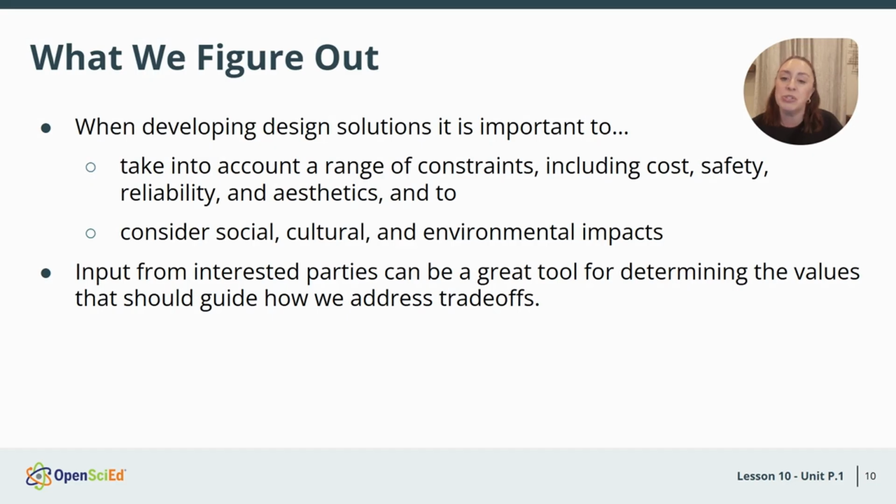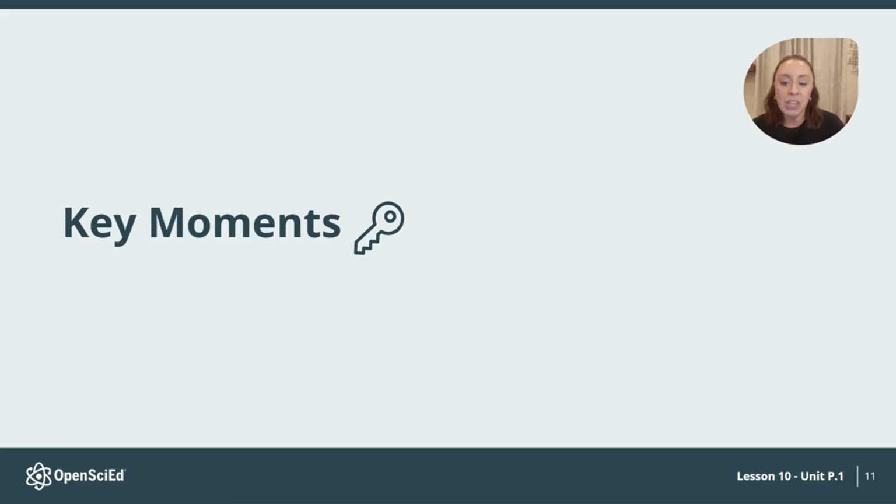And when we develop a solution, we also have to consider the impacts of our choices and some unintended consequences of what we may be choosing to do. And we need to think about those in terms of the social, cultural, as well as environmental areas. And then lastly, we realize that input from interested parties is a really helpful tool for helping us decide how we're going to address these trade-offs. So let's take a look at these key moments a little bit further.